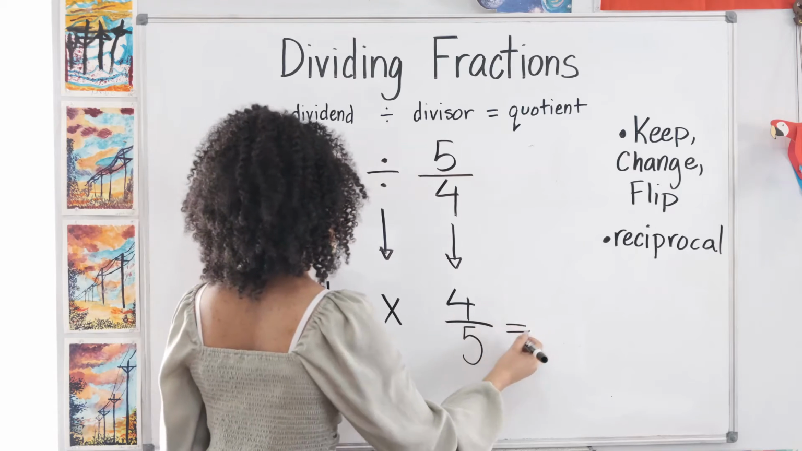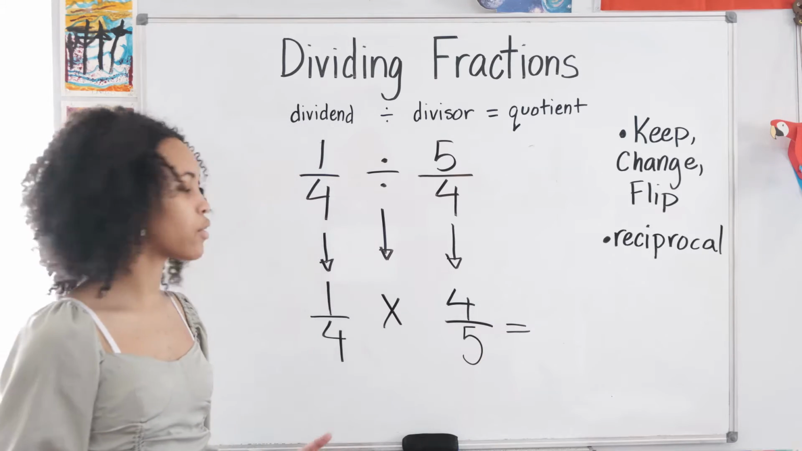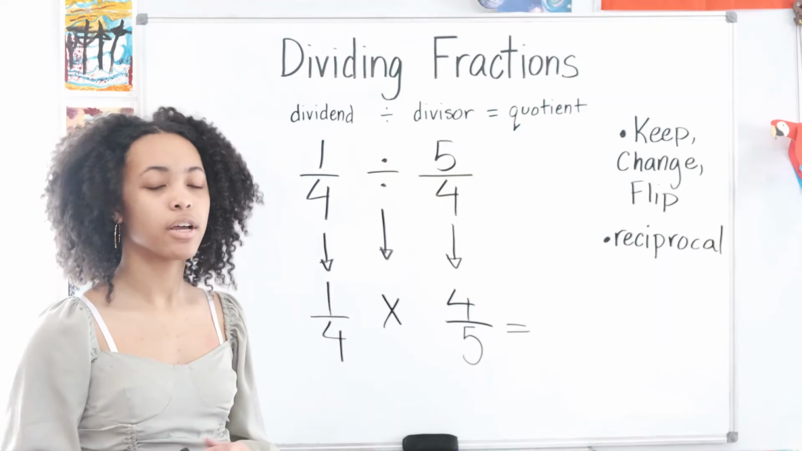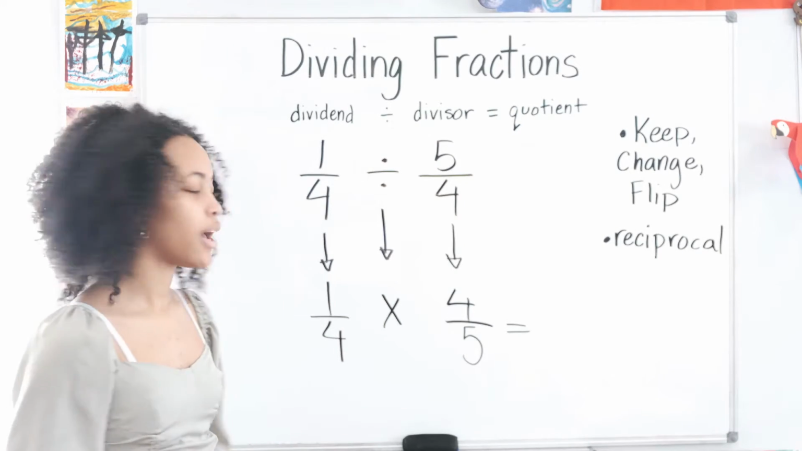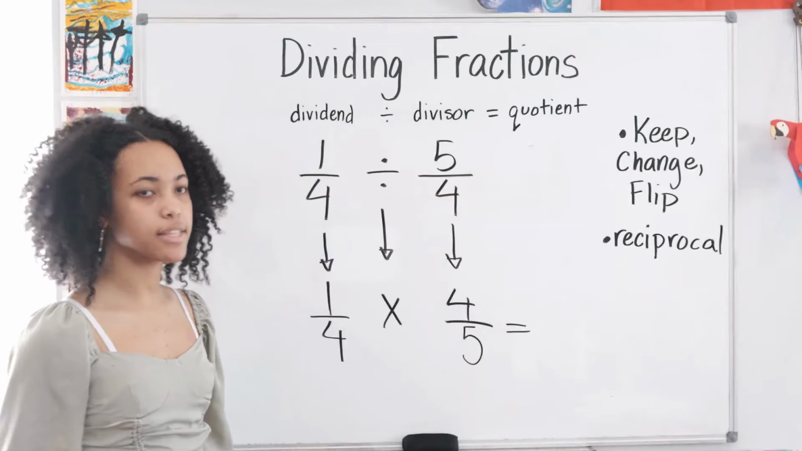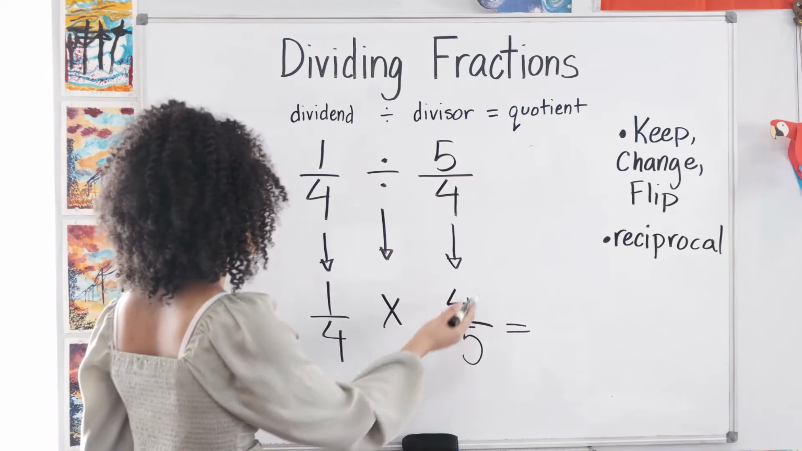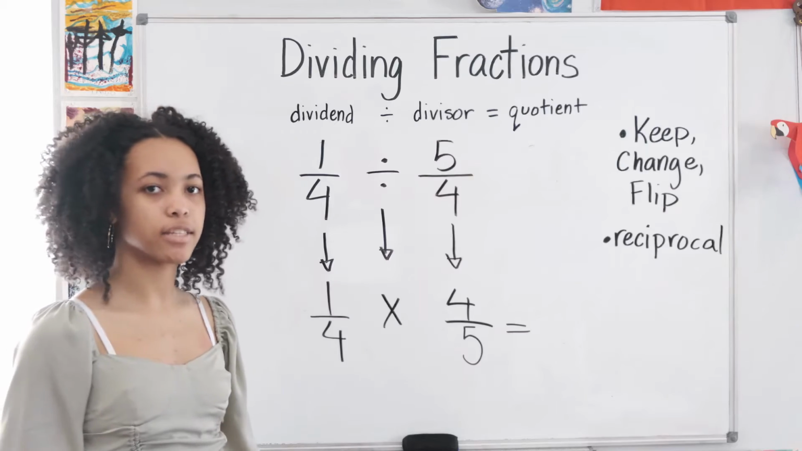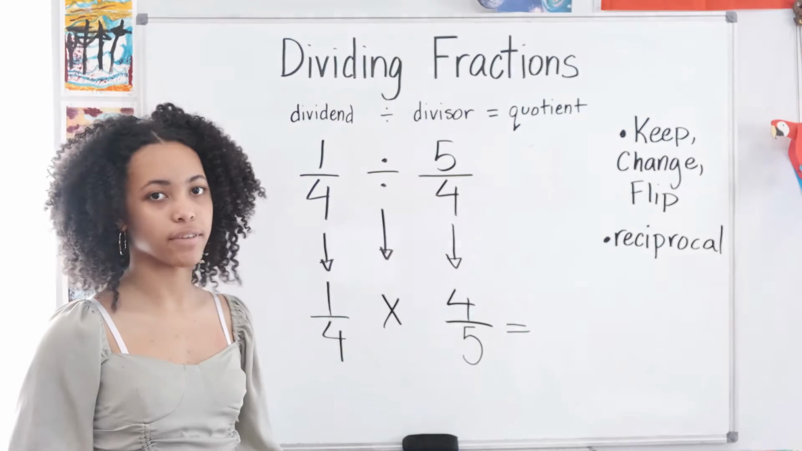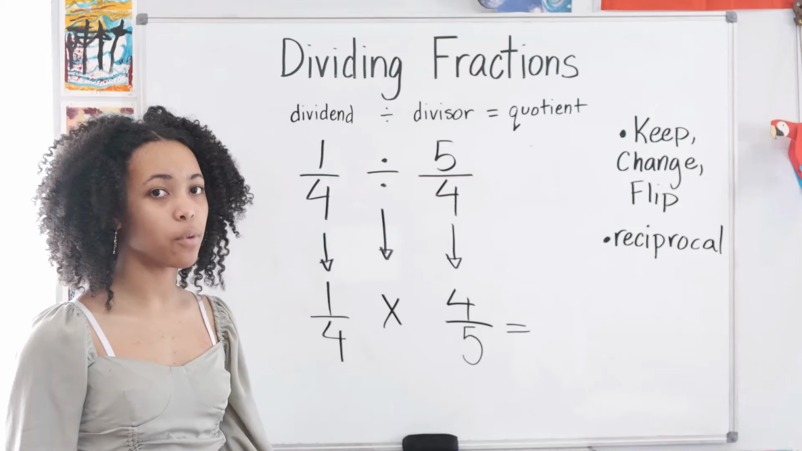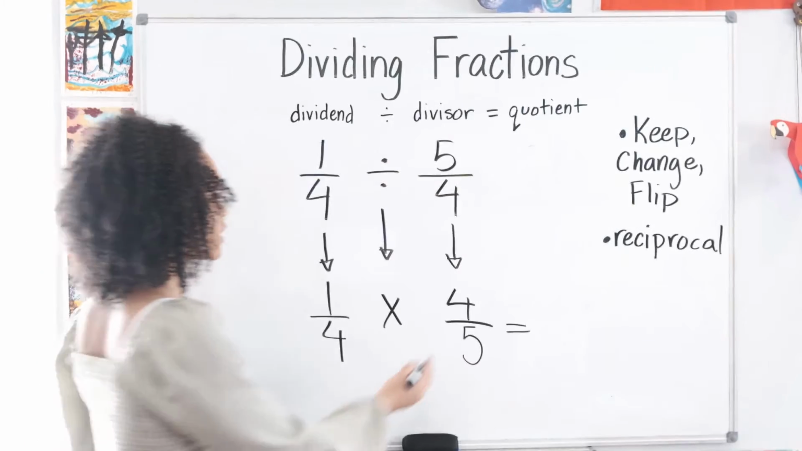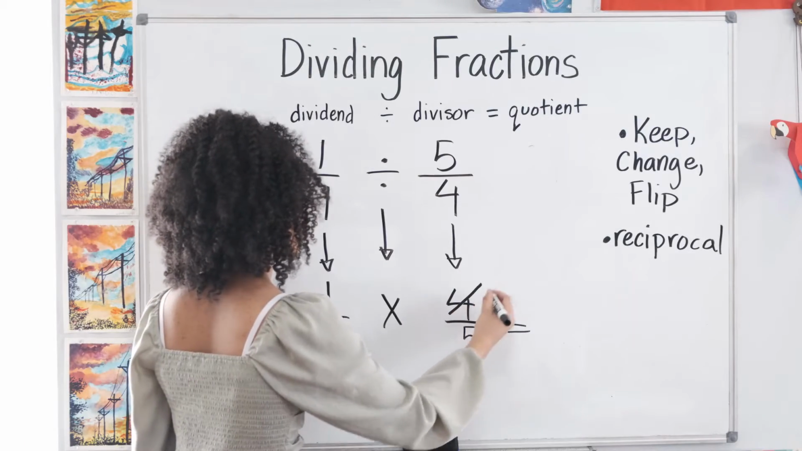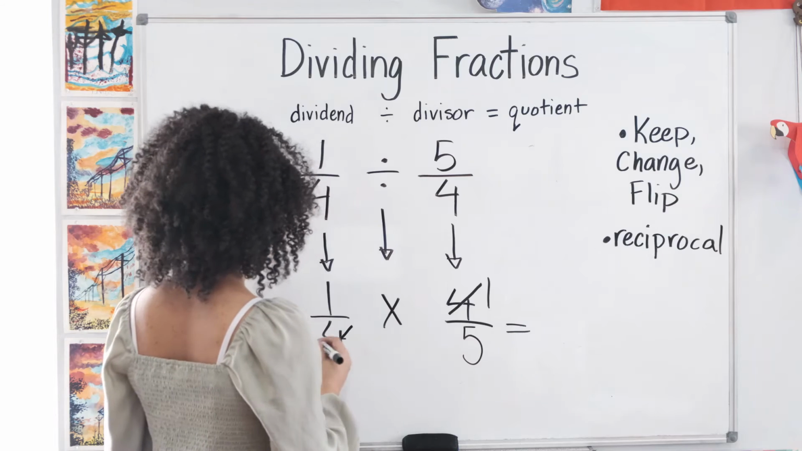Now we can multiply. But we're going to use another process called cross cancellation. How do we do that? Well, let's look at this equation as if it were an X. Let's look at the two 4s. We need to find a number that can fit into both 4 and 4 evenly. And that number is 4. 4 goes into itself one time, so we cross out the 4s and turn them into 1s.